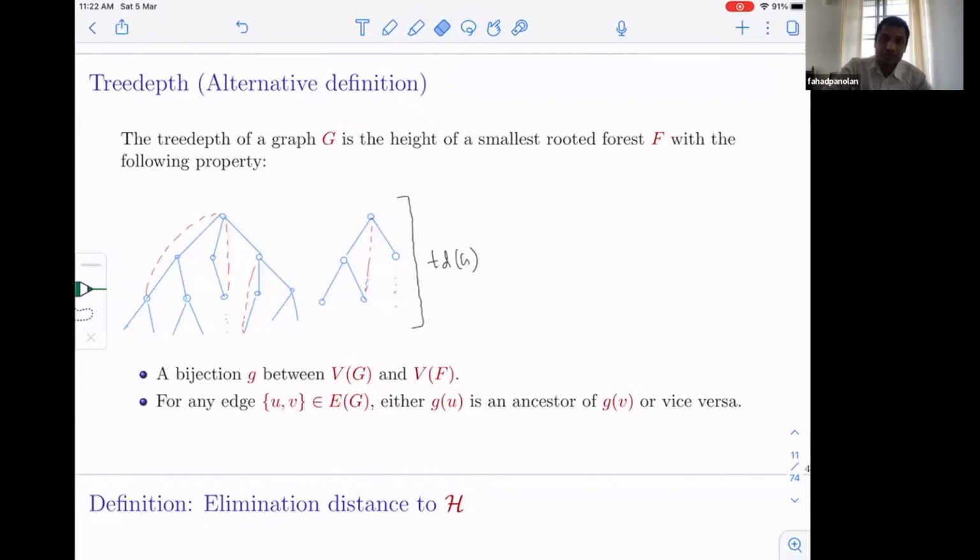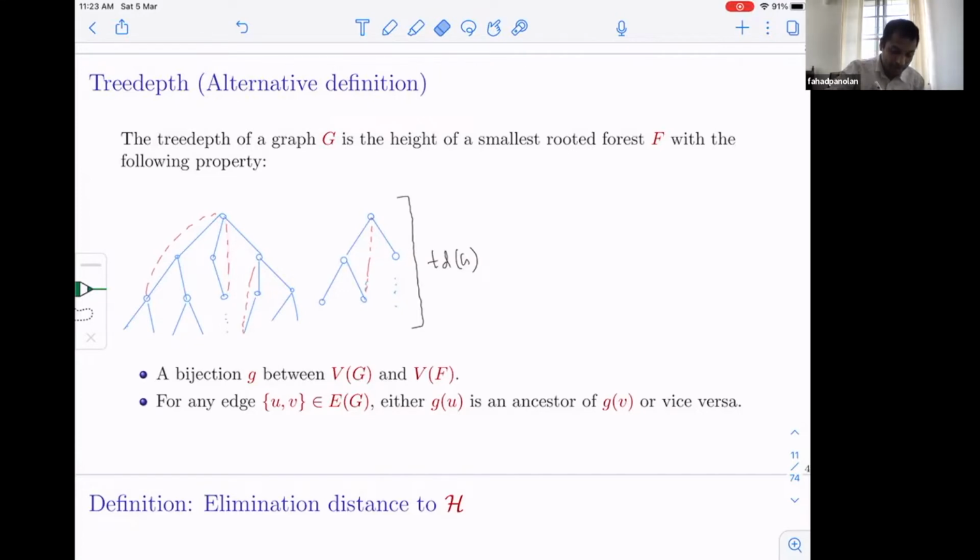Okay, and this rooted forest will have n nodes, which is the same as the number of nodes in G, and there will be a bijection between V of G and V of F. Think that you are going to place each vertex of G to nodes in this forest F, and there is some constraint. The constraint is that for any edge UV in E of G, their corresponding vertices in this forest are in an ancestor relationship, like one is the ancestor of the other. Okay, so it should not be crossing.